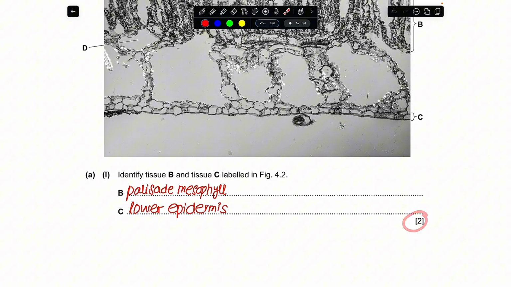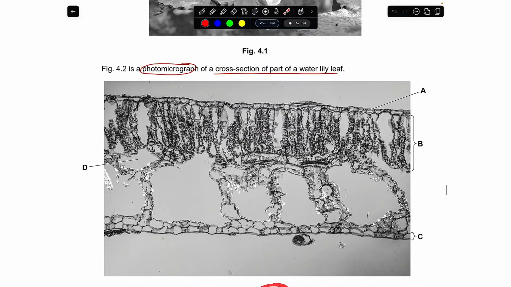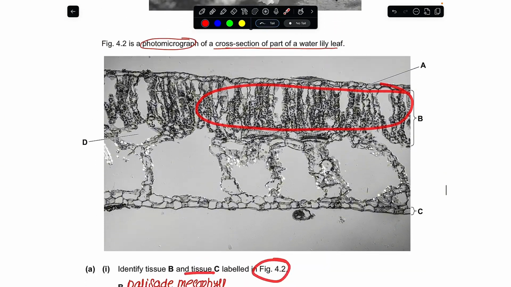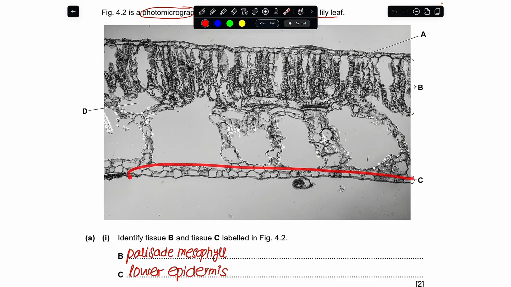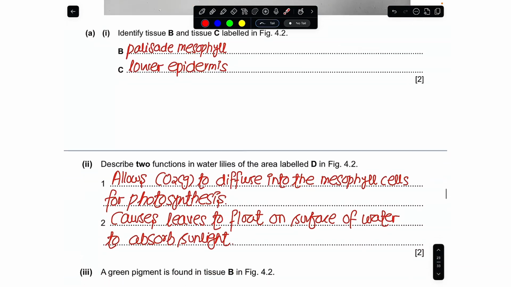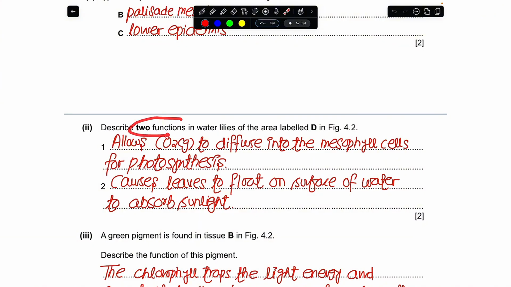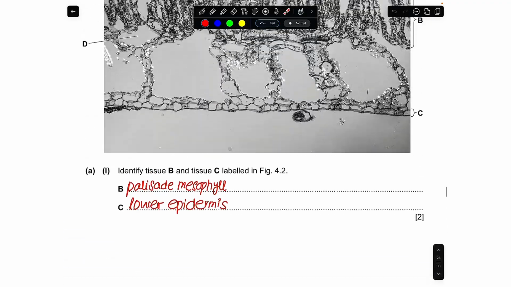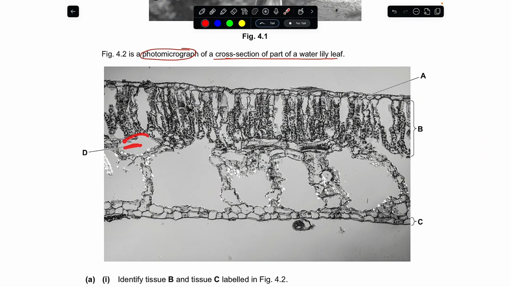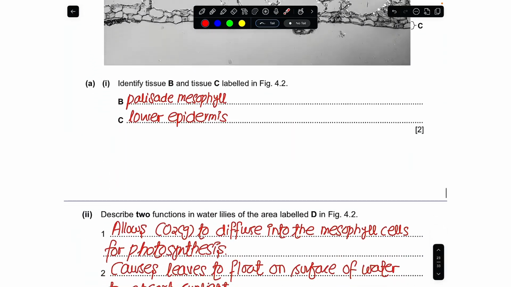They ask you for 2 marks to identify the tissue B and tissue C labeled in figure 4.2. So if you revert to the B, these are the palisade mesophyll cells. And the C, these are the lower epidermis. Now, for 2 marks, they say describe two functions in water lilies of the area labeled D. So you see that the area labeled D, these are the air spaces, and the role of the air spaces is for sure in terms of the exchange of gases, the CO2 going into these cells and the O2 releasing out into the air spaces, and that is equivalent to the gaseous exchange.